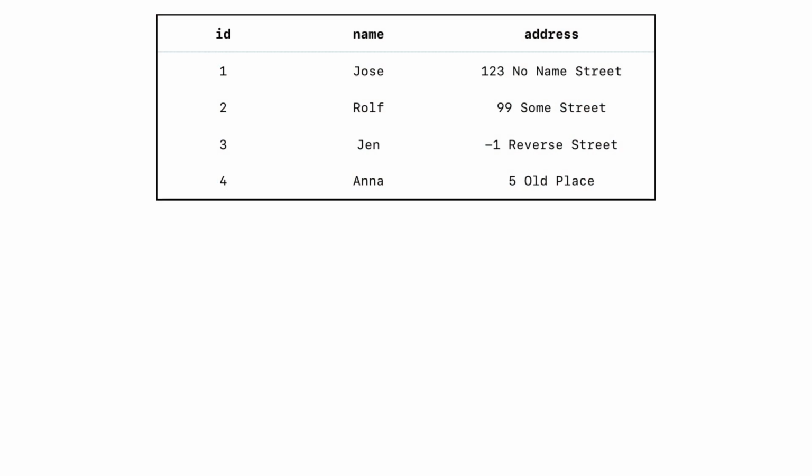In this table we've got 4 columns, ID, name and address, and 4 rows, going from 1 to 4.